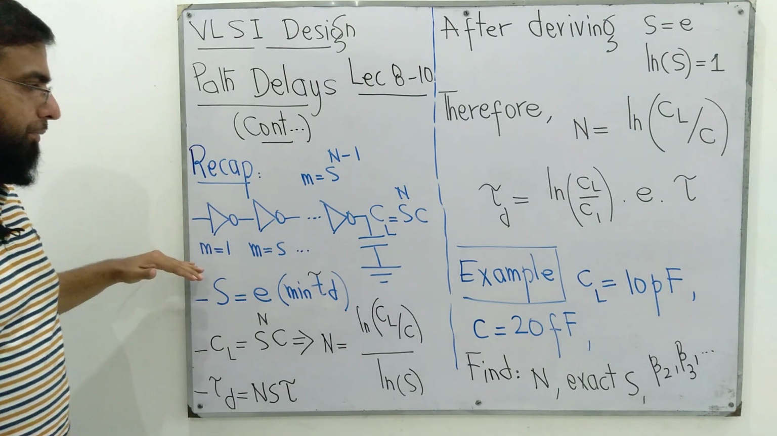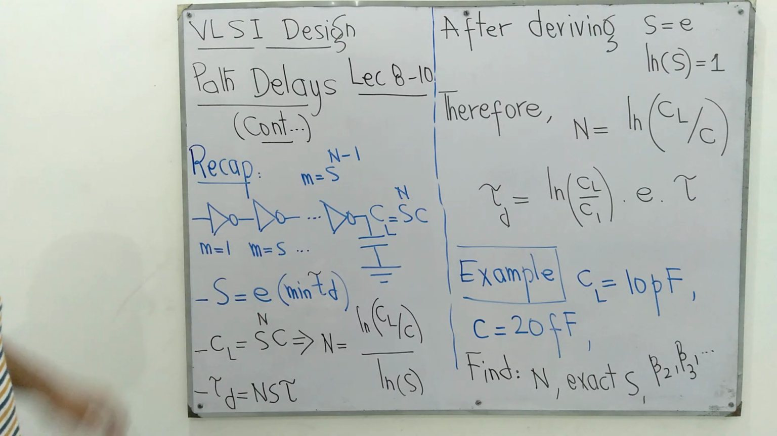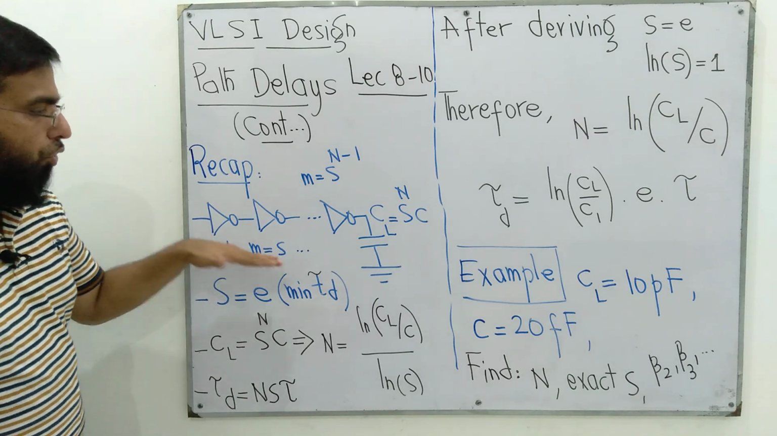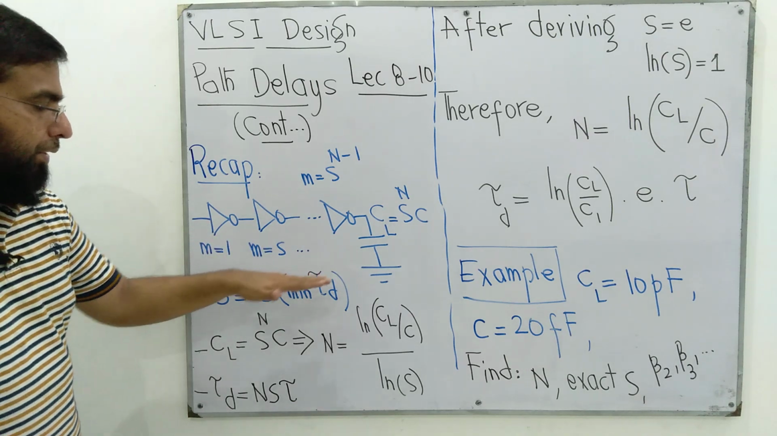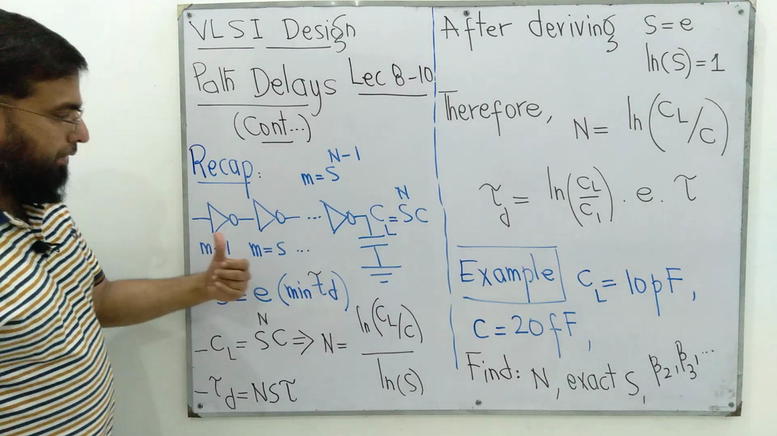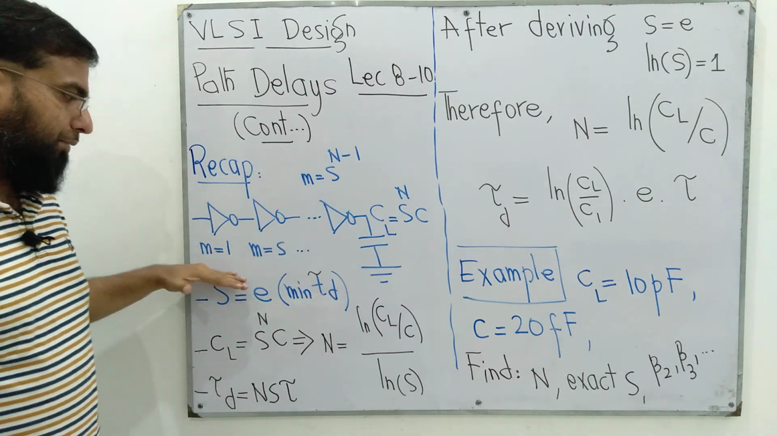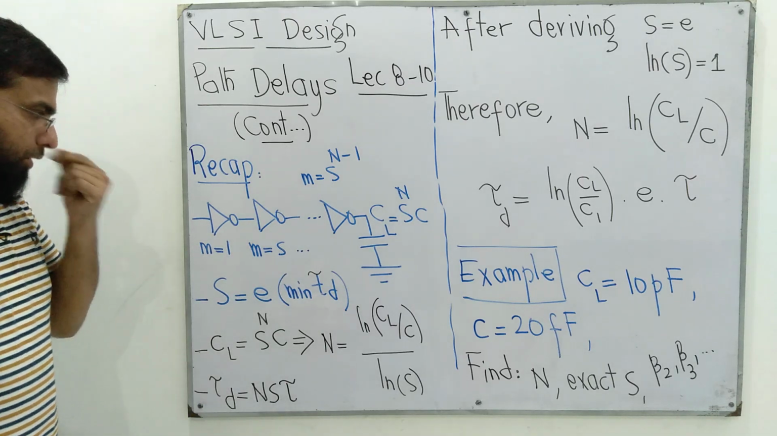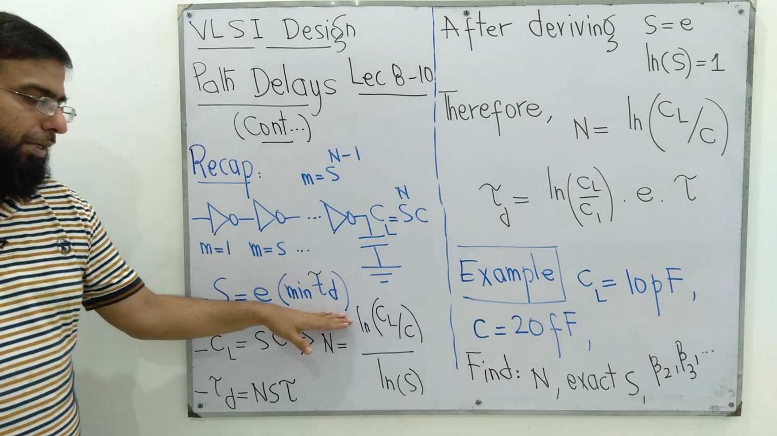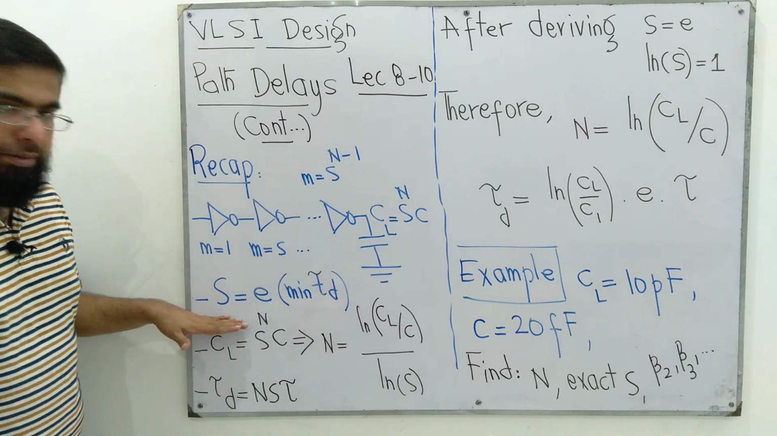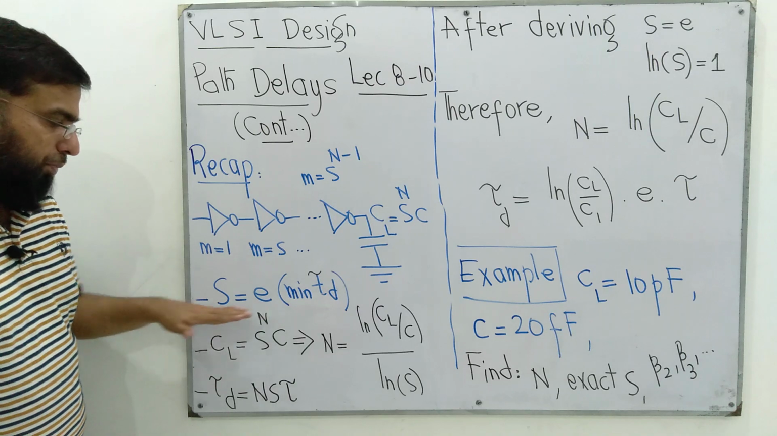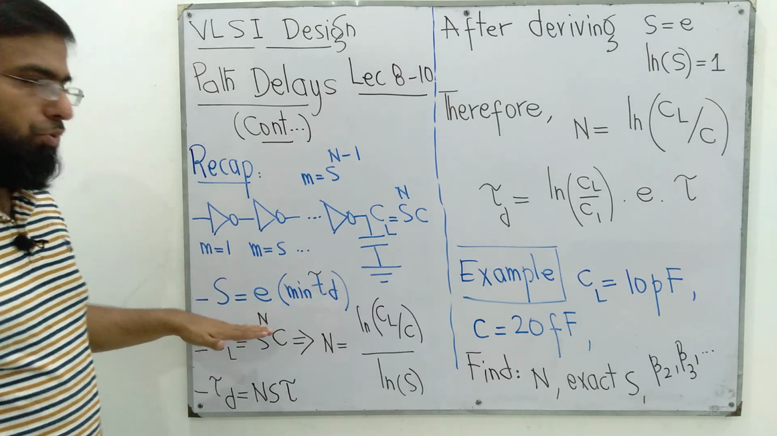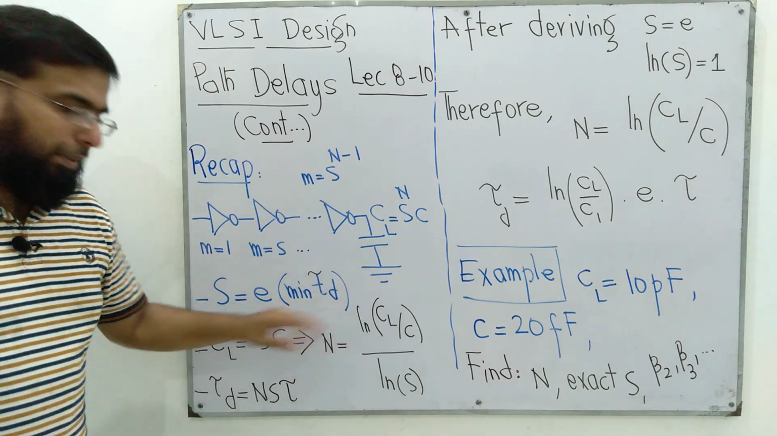In our last lecture we talked about a chain of inverters where the following inverters are greater in size compared to the preceding inverter by a factor s, where s was computed to minimize the time delay tau d. A mathematical operation was performed, and the final result was that if we put s equal to small e, we get the minimum time delay tau d.